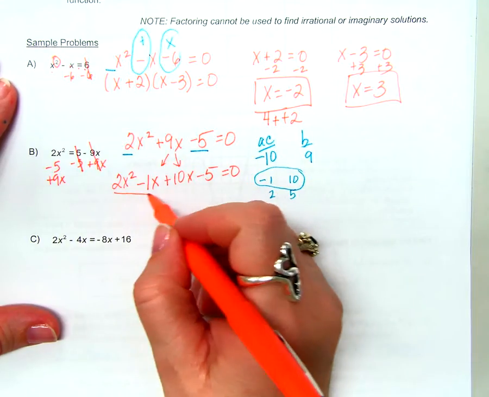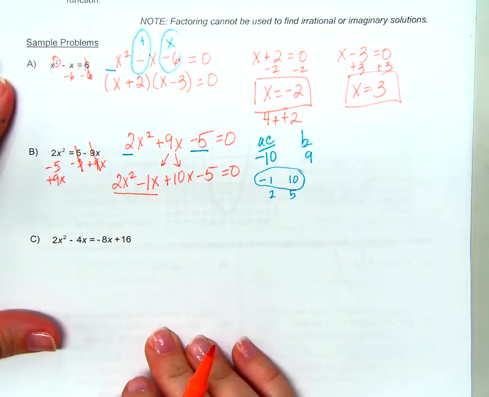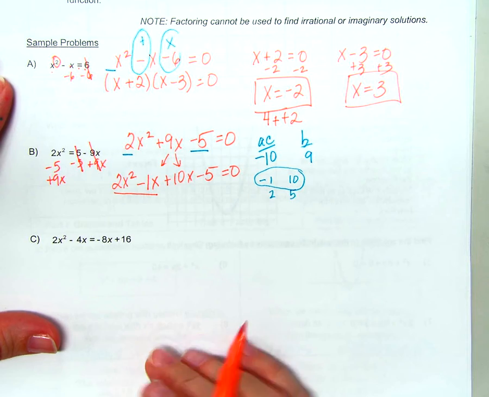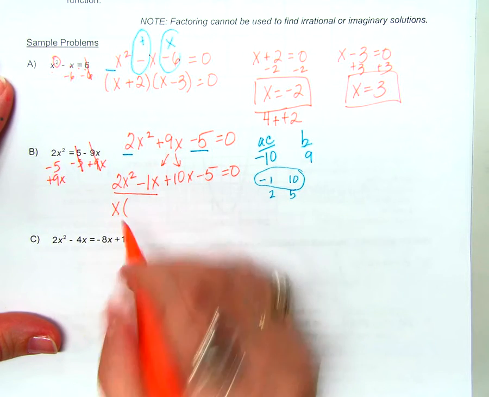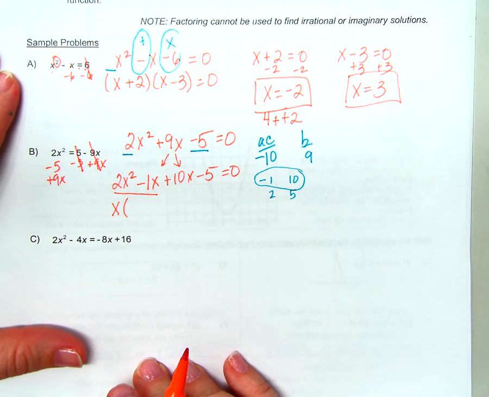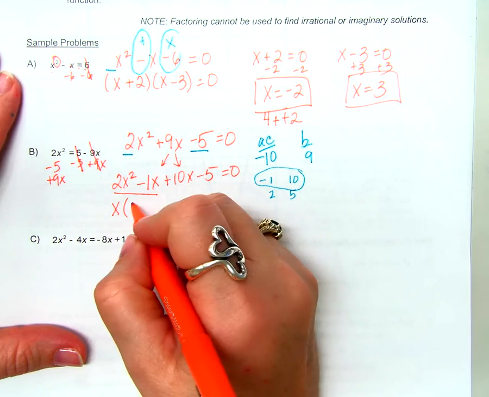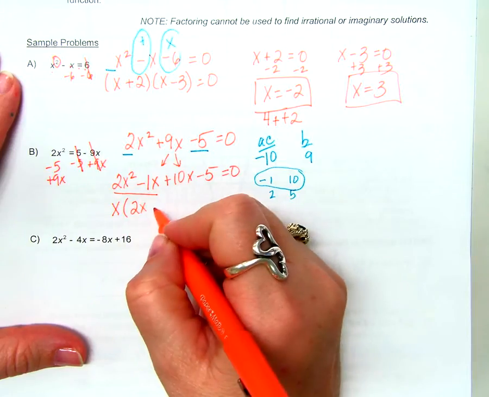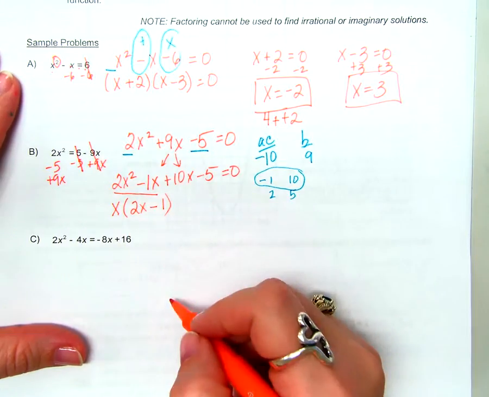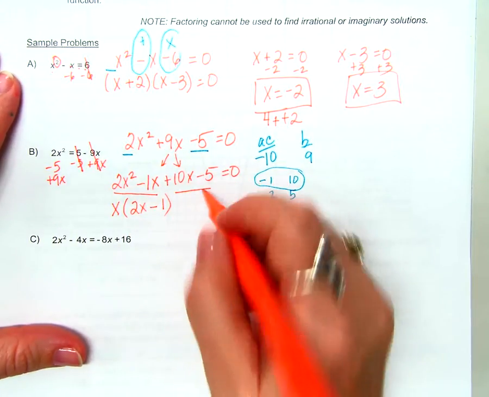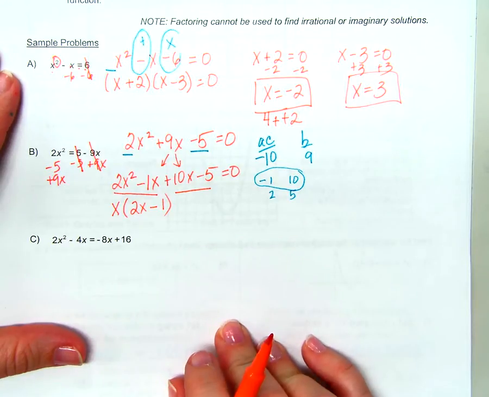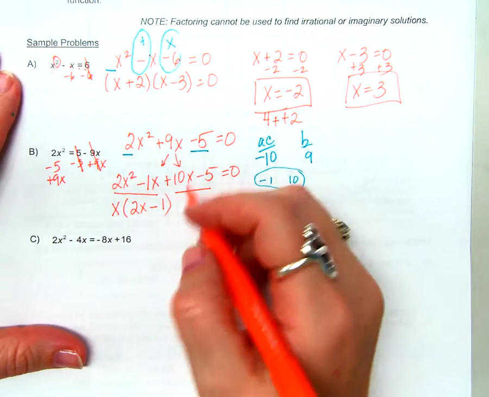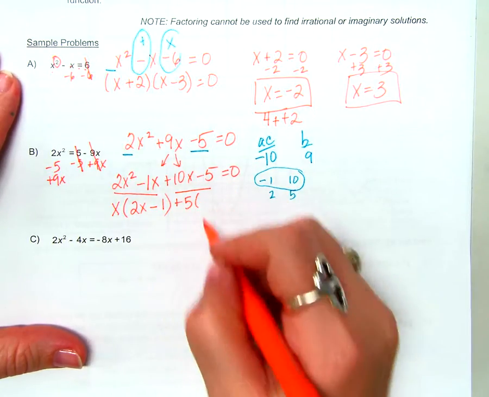Just look at the first 2. What's common in the first 2? An x. What's left if I divide each term by x? 2x minus 1. Perfect. Now just look at the second 2 terms. What are they both divisible by? A 5. When I divide each term by 5, what's left?